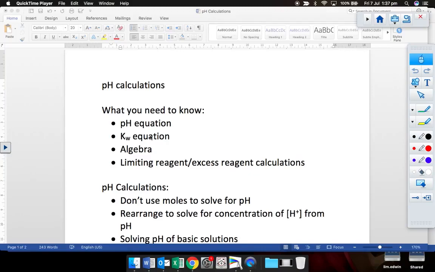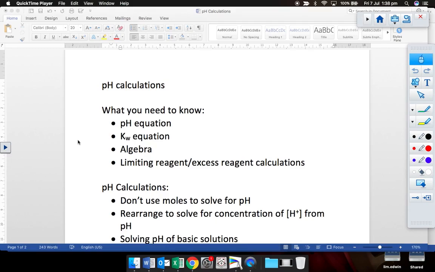Alright, hello Year 12s. We're now going to do some pH calculations. Hopefully you've already gone through and read up about pH calculations, and you know a couple of things before we start. You need to know what the pH equation is. That was from Year 11. You need to know the Kw equation, which you would hopefully have learned already in Year 12.